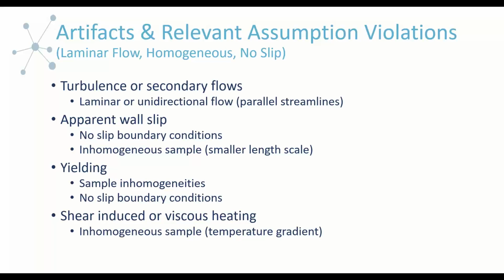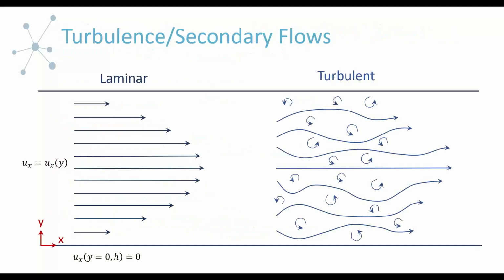And then the final topic would be the shear-induced or viscous heating. And this, again, is going to be inhomogeneity in the sample, but in this case, it's going to be a temperature gradient that occurs. Okay, let's start with turbulence or secondary flows.